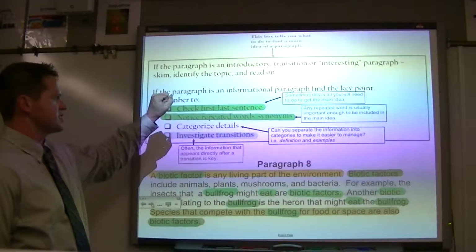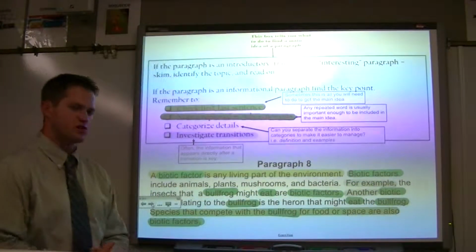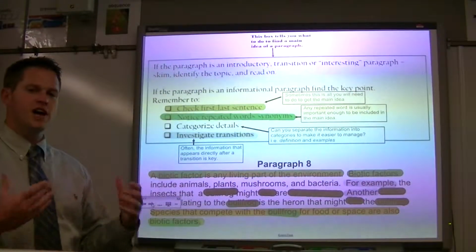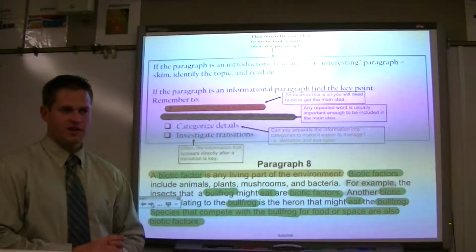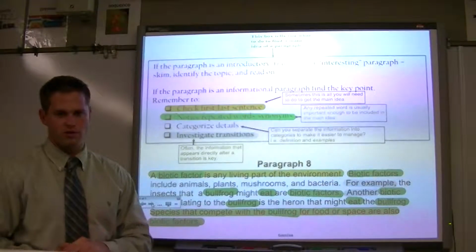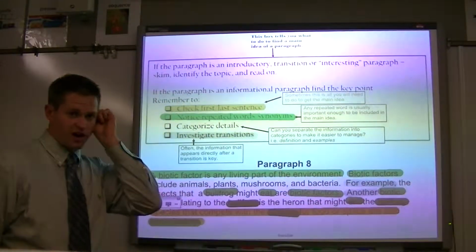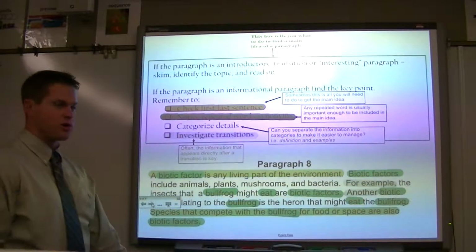Now, this is a blown up version of the middle part of the page. This is when a student comes across an informational paragraph and they don't know the main idea. They look at that paragraph and they say, man, there's so much stuff in this paragraph, I don't know what to write. I don't know what to pick out for the key information. Well, there's a process that we follow, and everything is color coordinated.